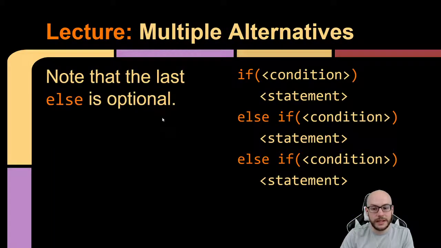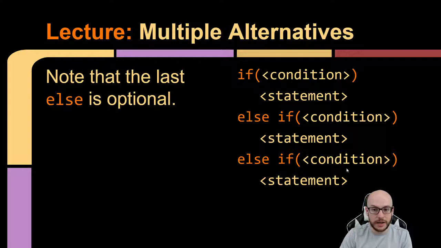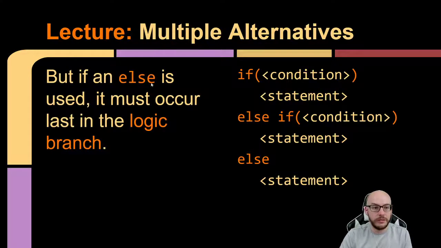Note that the last else is optional, right? Here I'm showing that you could end with a final else if, and so it is possible to create an if statement with multiple alternatives in which there isn't an else clause, but you can have it. If you do have it, it needs to be the last statement. If I just throw an else in here somewhere else, it'll create an if-else statement and end the logic tree, the if statement with multiple alternatives. So the else is effectively the last thing that occurs. If an else is used, it must occur last in our logic branch.